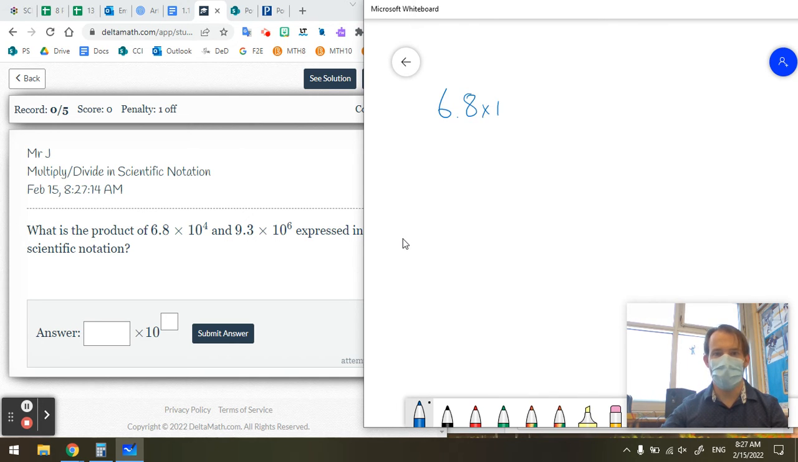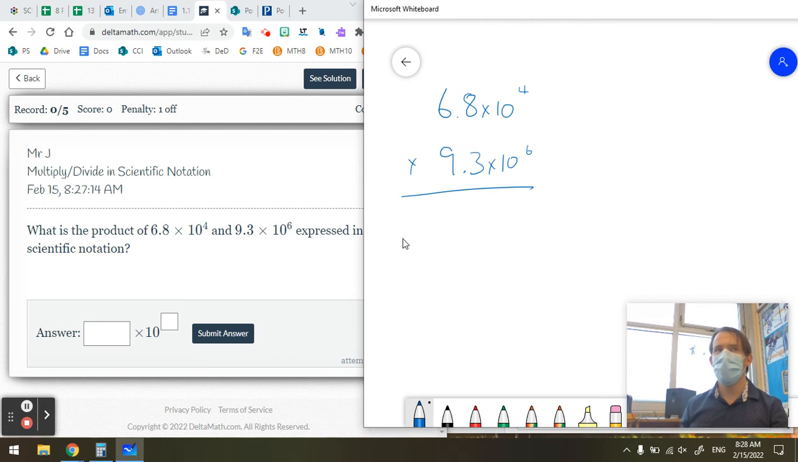6.8 times 10 to the 4 multiplied by 9.3 times 10 to the 6. One thing that I could do is expand each one of these numbers and then multiply them on my calculator and then feed the answer into Delta Math. And I think if you do that, you will find that math class is a little boring and it's kind of like calculator class.